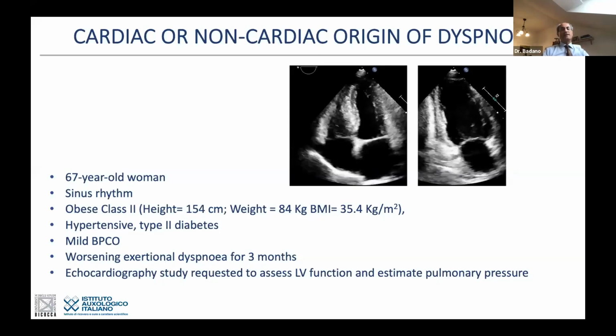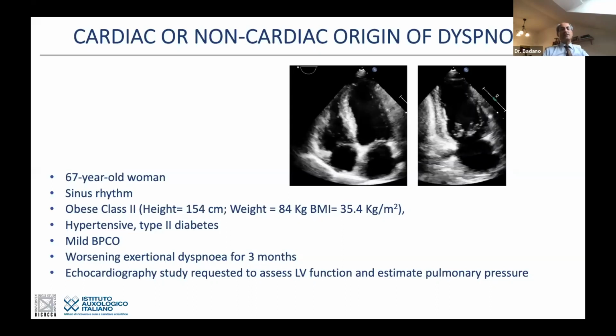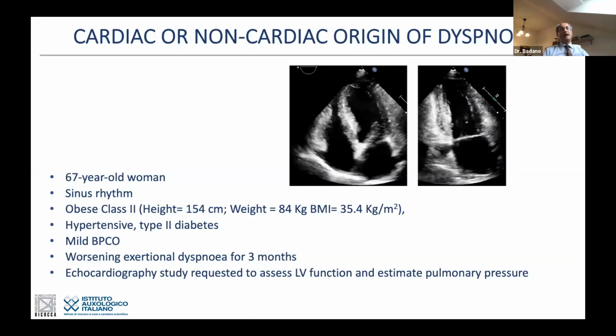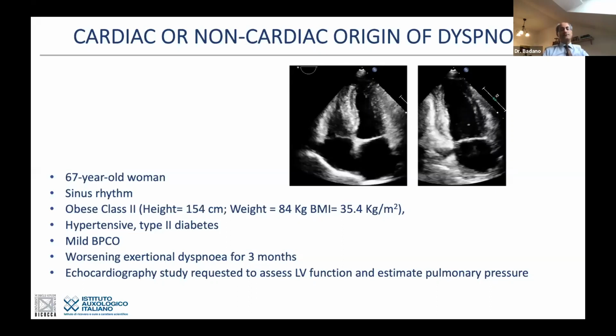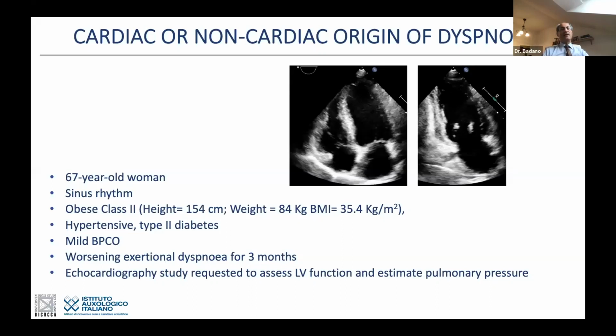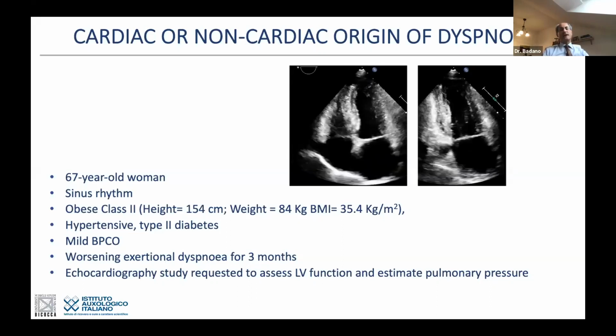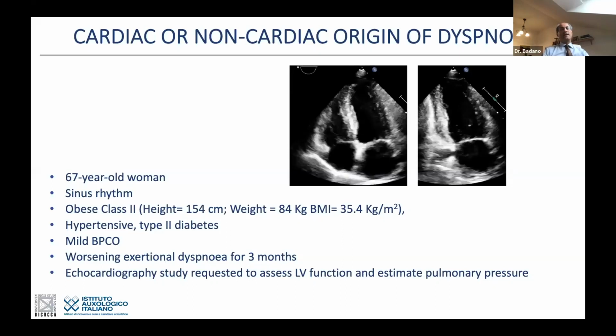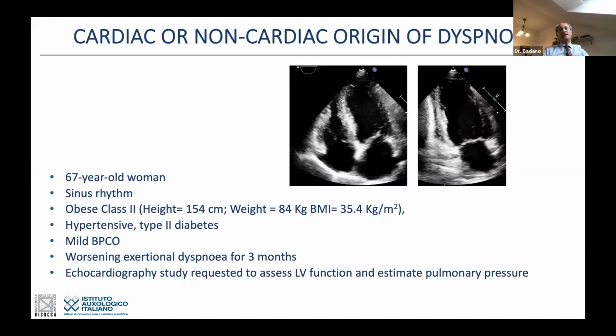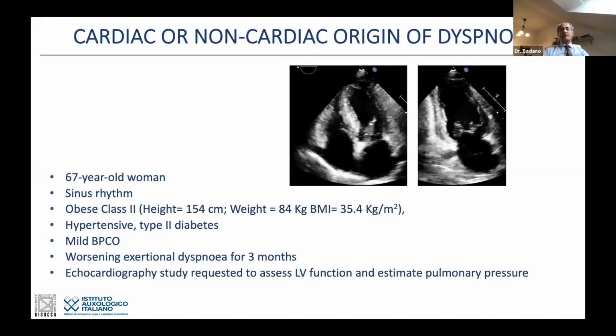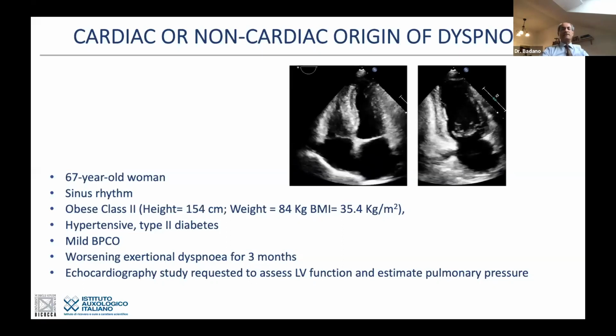She also has some metabolic syndrome. She's hypertensive with type 2 diabetes and also has a mild COPD. The patient comes to the echo lab because of a worsening exertional dyspnea for 3 months, and the echocardiography study has been requested to assess the left ventricular function and to estimate the pulmonary pressure in this lady.